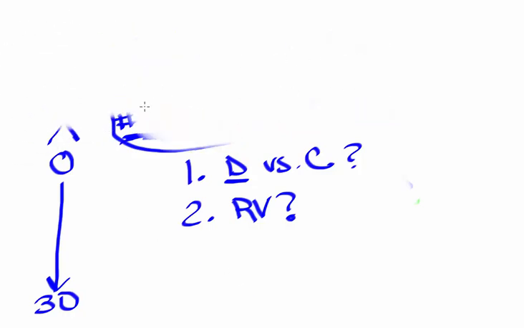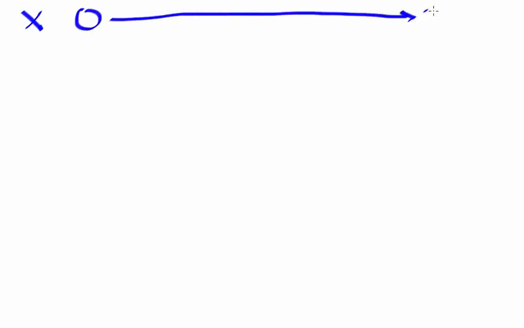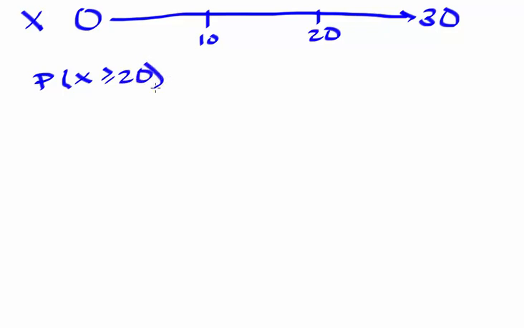So let's do some calculations. We know again that x goes from 0 to 30. Let's just break this up so we can see it a little easier. We've been given some probabilities. We know that the probability of more than 20 flights, or 20 or more flights, is equal to 0.03, and that represents this space.